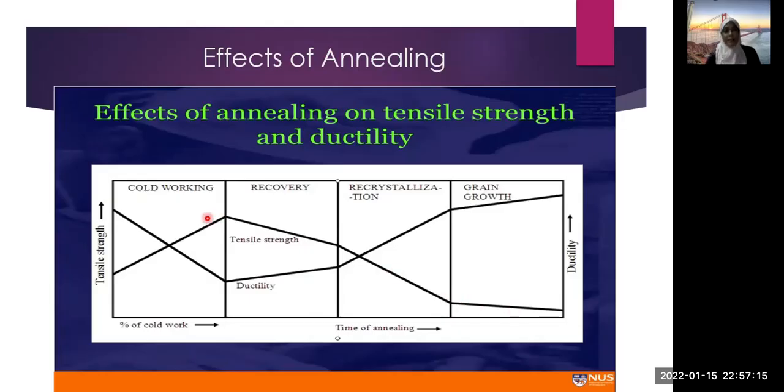You can see that the metal has been cold worked, because of which the ductility has significantly decreased and the tensile strength is more. But when you do annealing, which occurs in three stages, you have recovery, recrystallization, and then grain growth. During the recovery stage, the tensile strength decreases and ductility increases, and during recrystallization, it changes significantly, and then it maintains itself during grain growth. So this is what happens when you do annealing.